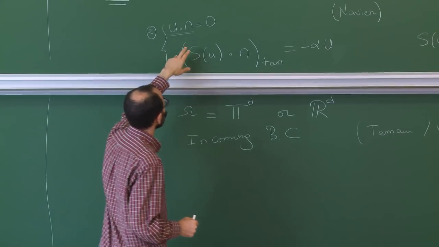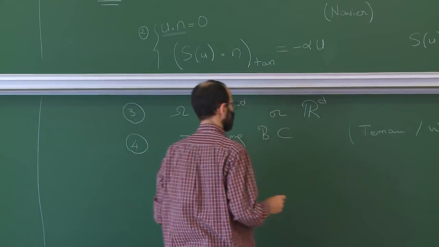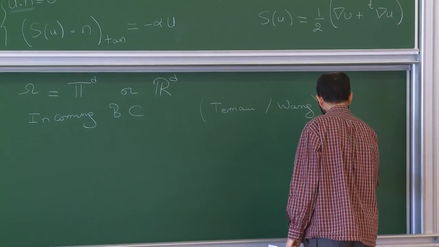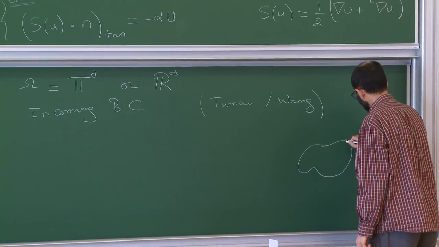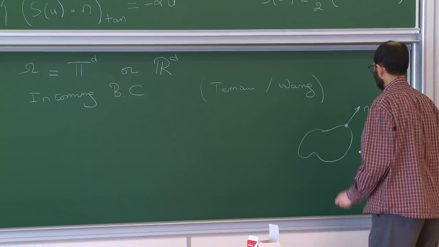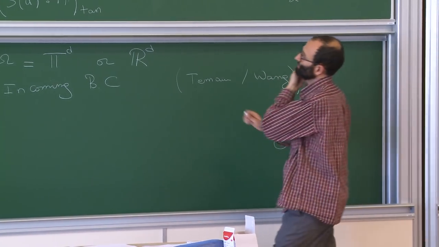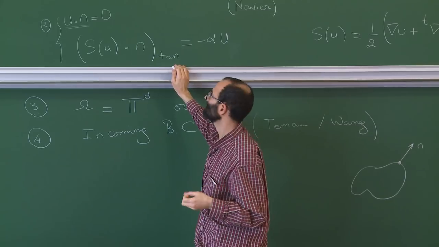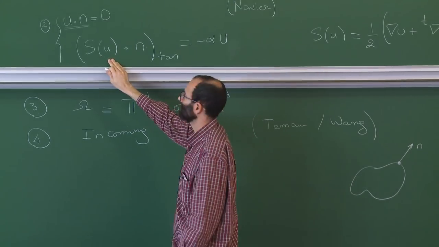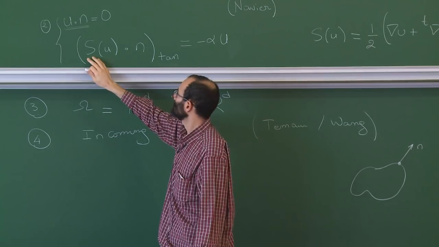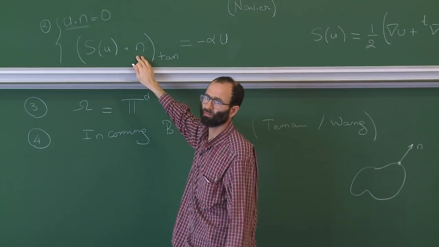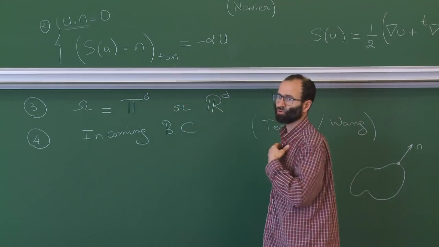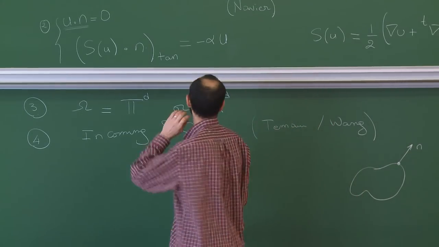Okay, so again, here maybe I should mention again what I mean by n. n is the normal. Usually my normal is this, and what I mean by tangential is the tangential part of the vector, right? So S(u) is like a matrix, a symmetric matrix. You are taking S(u)·n. This is a vector on the boundary. And then you are looking at the tangential part of it, right?